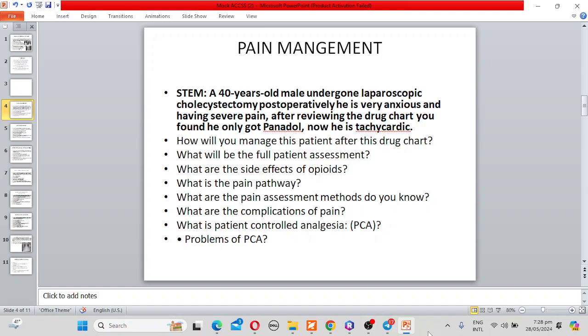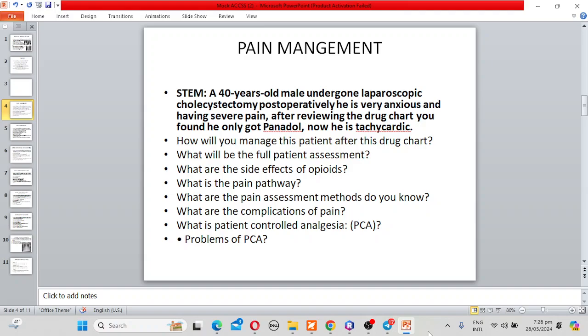And after that, I will review the patient charts to see if the medication is correctly prescribed or not, correctly given or not, or if the medication is correct for that patient or not. Then I will follow all those investigations and manage accordingly.